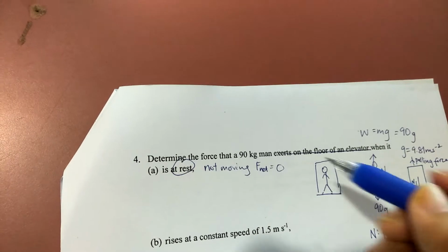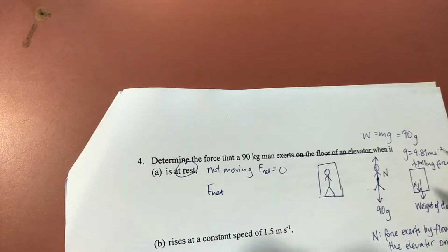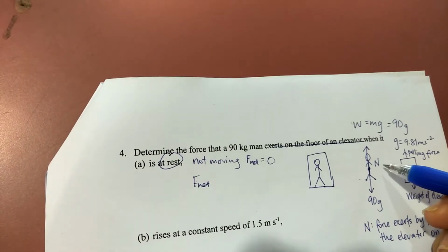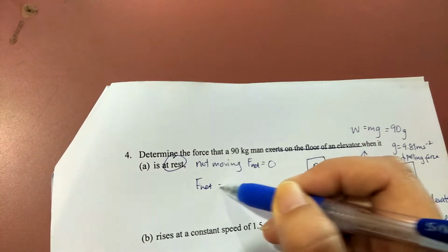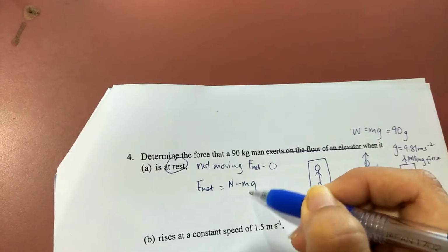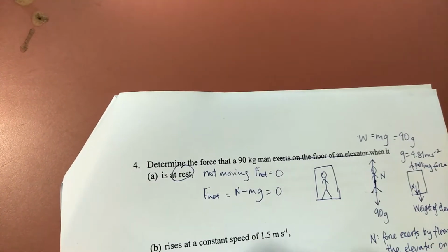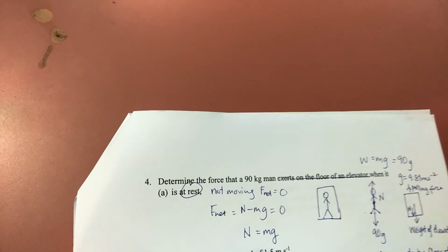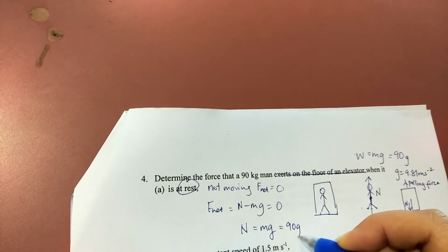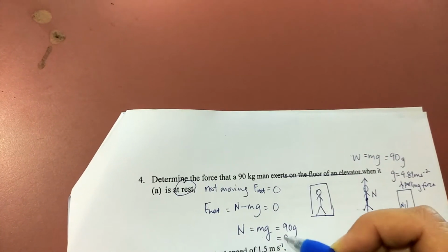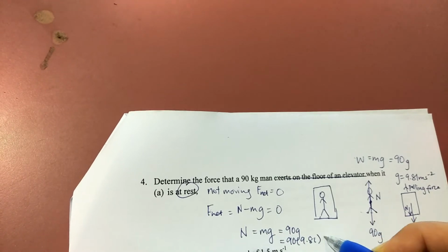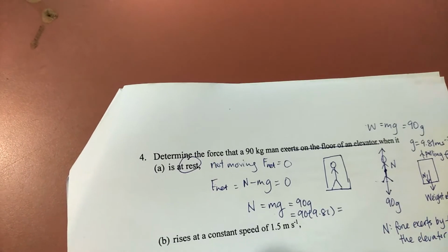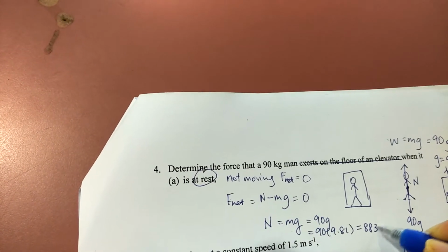If I find the resultant force on the man, there are two forces. You can take upward as positive, it doesn't matter. So N minus mg equals 0, and therefore my normal reaction force equals the weight of the man. In this case, it's 90 g, where the value for g is 9.81. If you press your calculator, the value is 883 Newton.